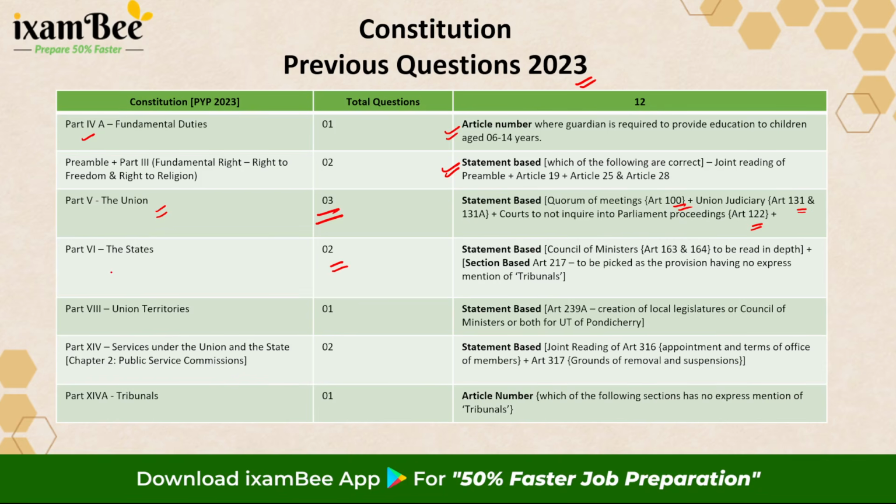2 questions came from part 6, the states. Again, these were statement based questions covering article 163 and 164 and 217. One question from part 8 on union territories, again a statement based question. Another 2 questions we could see from part 14, and these were again statement based questions, and there was one question from part 14A on tribunals, which was a direct question on the article number.